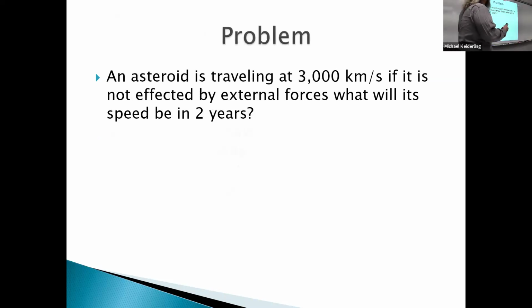So if an asteroid is traveling at 3,000 kilometers per second, and it's not affected by external forces, what will its speed be in 2 years? Well, the asteroid is not affected by external forces, so its velocity is not going to change, so its speed will be exactly the same. It will be traveling at 3,000 kilometers per second. No external force, no change in velocity.